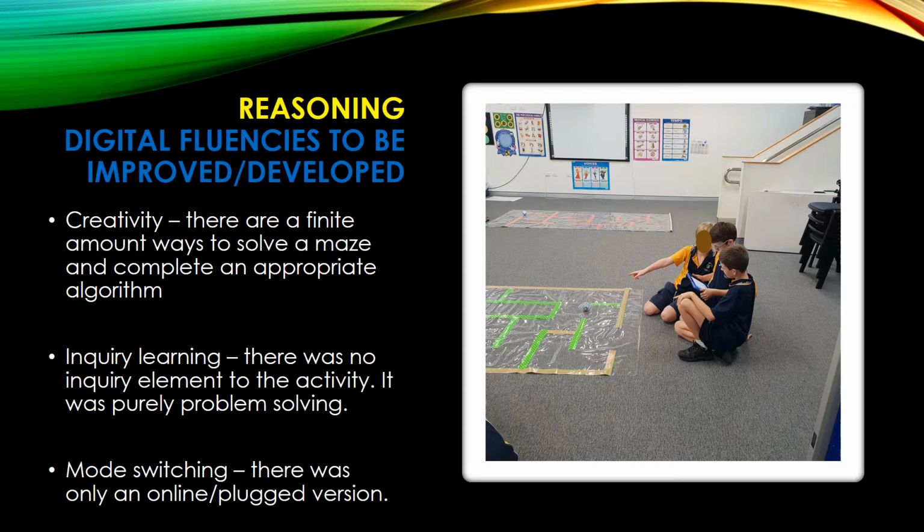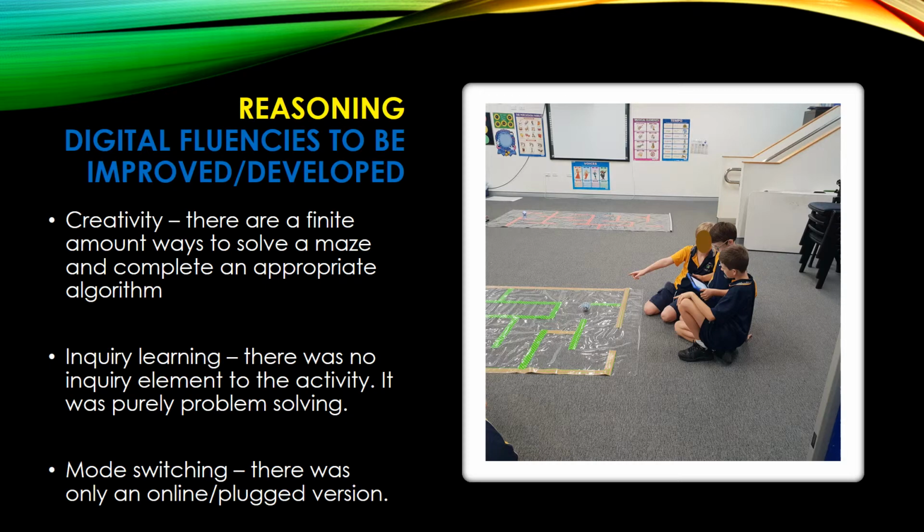There are three main digital fluencies that need to be improved or developed in accordance with the STEM education practice of the Sphero Maze activity. Creativity. There is only a finite amount of ways to solve the maze using a correct algorithm. Inquiry learning. There was no inquiry element to the activity. Students only had to work out a correct algorithm. It was purely problem solving.